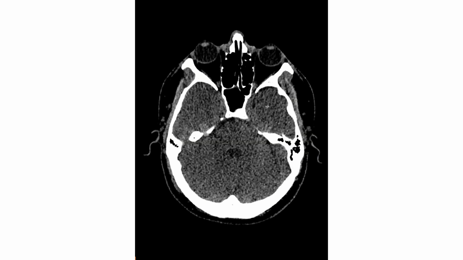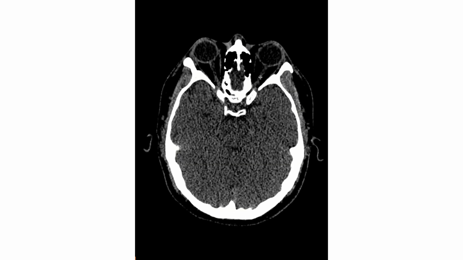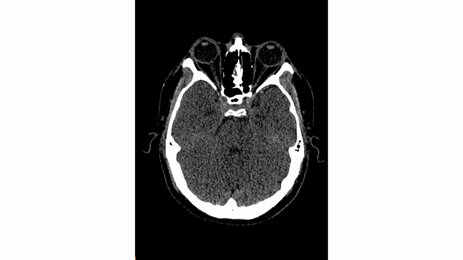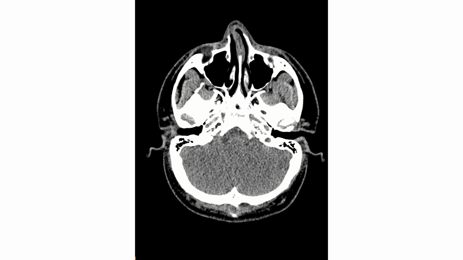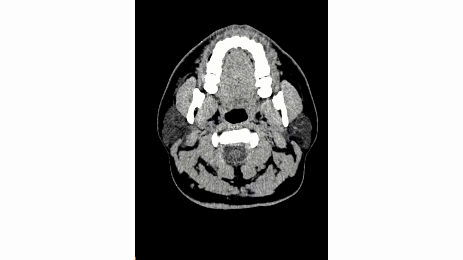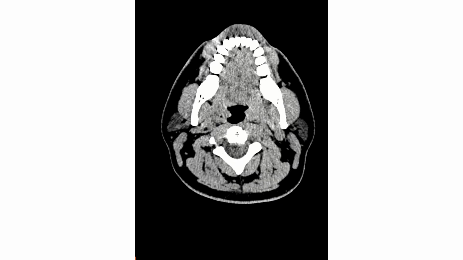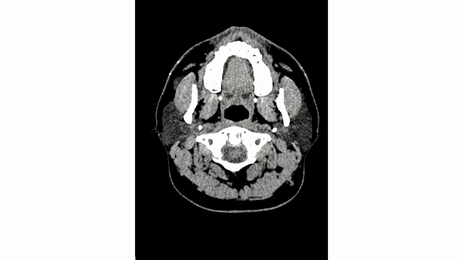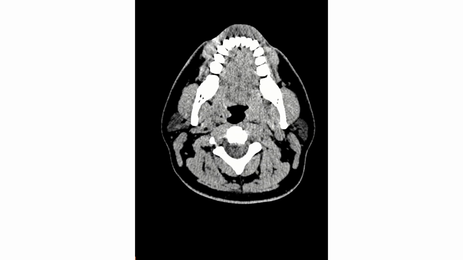So you have this orbit very well, like the globe looks very well defined. There is no hemorrhage. And then I look at the optic nerves. You see that there is a globe, there is optic nerve. And then at the end, I look at my nasopharynx. This is a very important area. You want to make sure that there is no mass in the nasopharynx on your head CTs. This area you have to look for specifically, otherwise you're going to miss it.